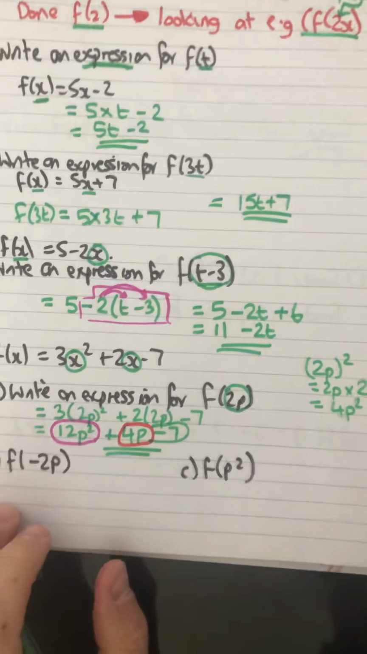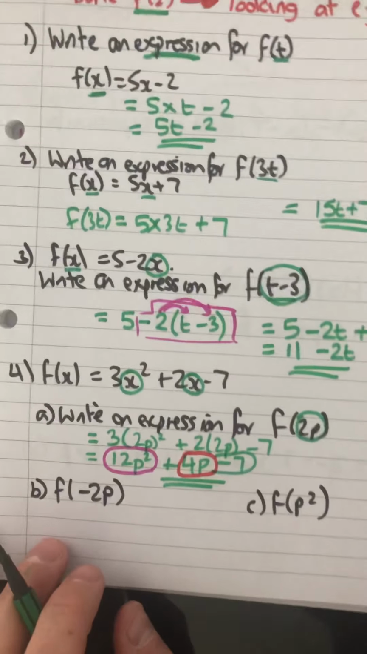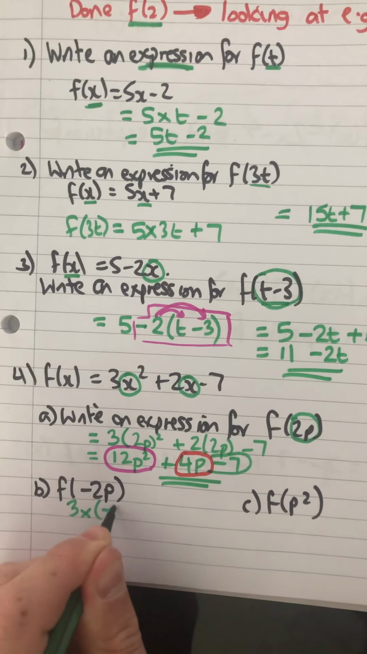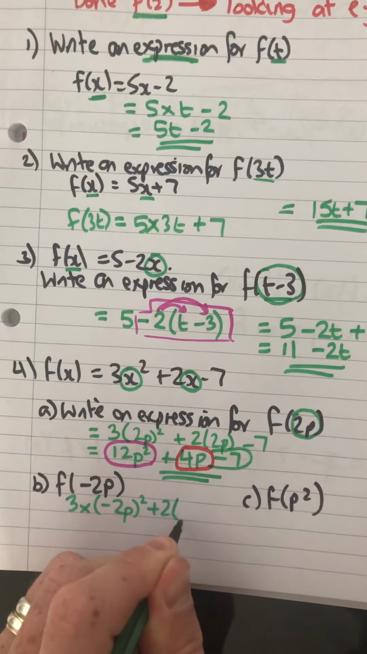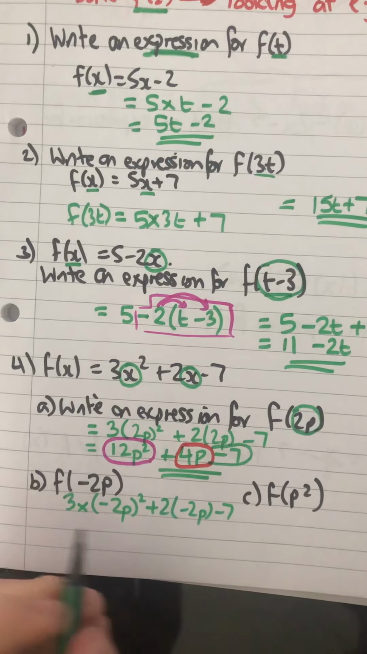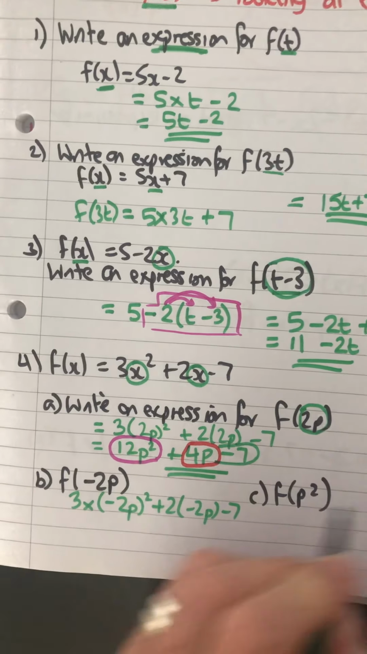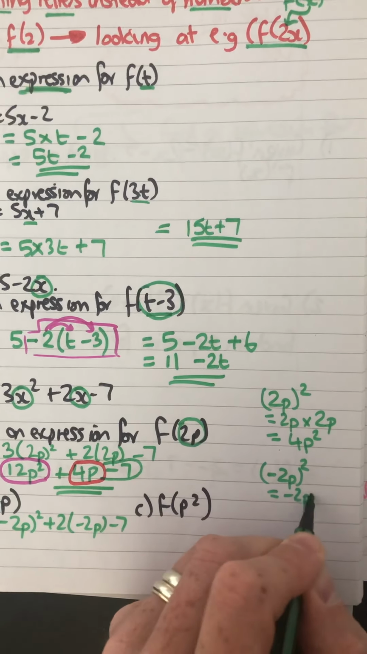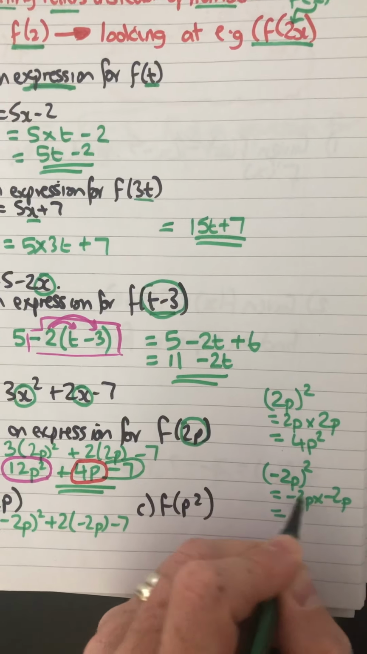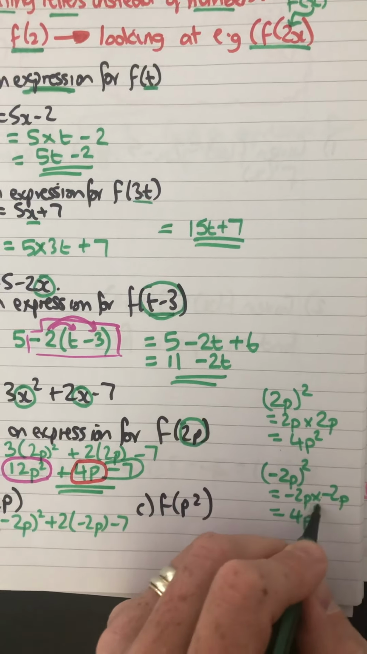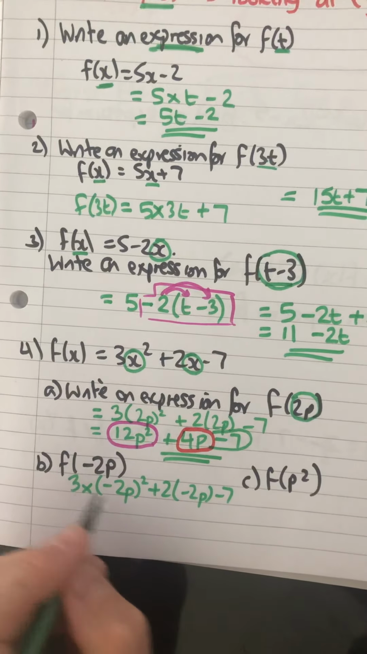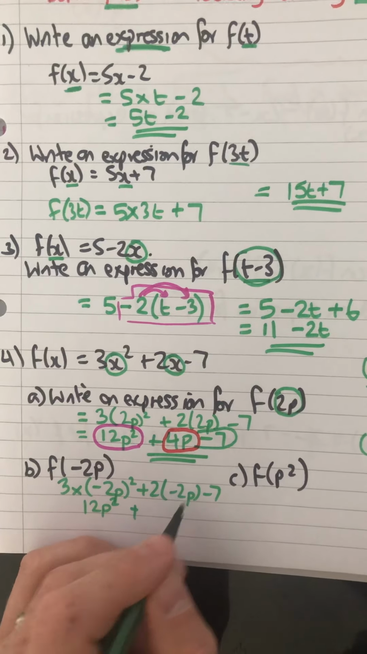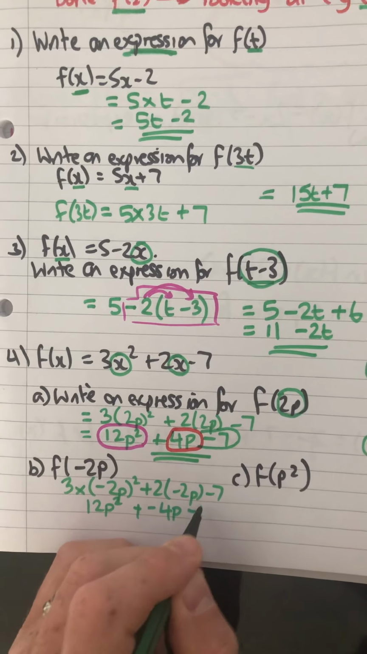Right, using the same expression, I'm going to do two more, one with a negative and one with a power. So the first one: 3 times minus 2p all squared plus 2 times minus 2p minus 7. Let's go in order. Minus 2p all squared means minus 2p times minus 2p, which is minus 2 times minus 2 is 4, p times p is p squared. So you get the same as the previous one. Times by 3 is still 12p squared. Plus 2 times minus 2p is minus 4p, and then minus 7.